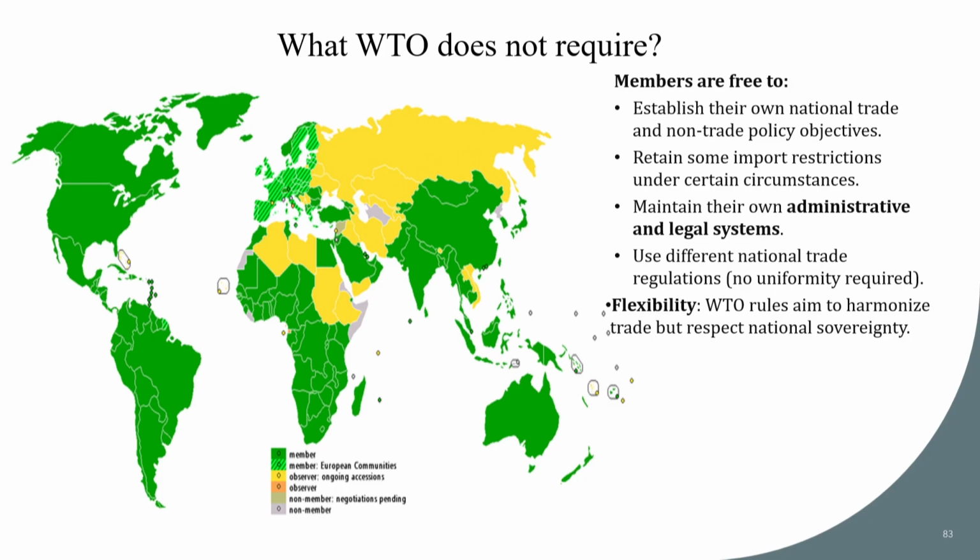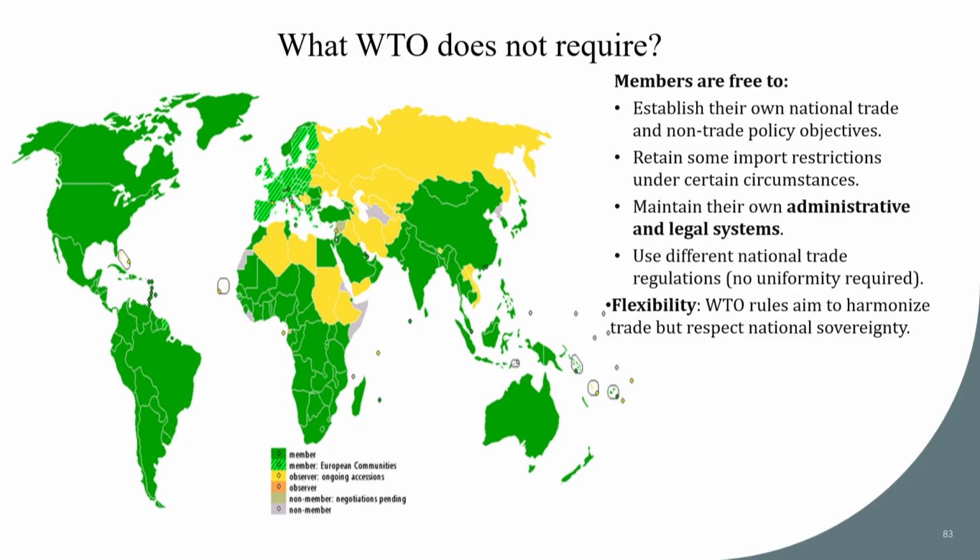So, what does the WTO not require? Here I am showing you the world map of WTO members and non-members. You can see that most countries are members of the WTO, and there are some observers in ongoing accession, but almost all countries in the world are members. These members are free to establish their own national trade and non-trade policy objectives. In this case, the WTO won't intervene.